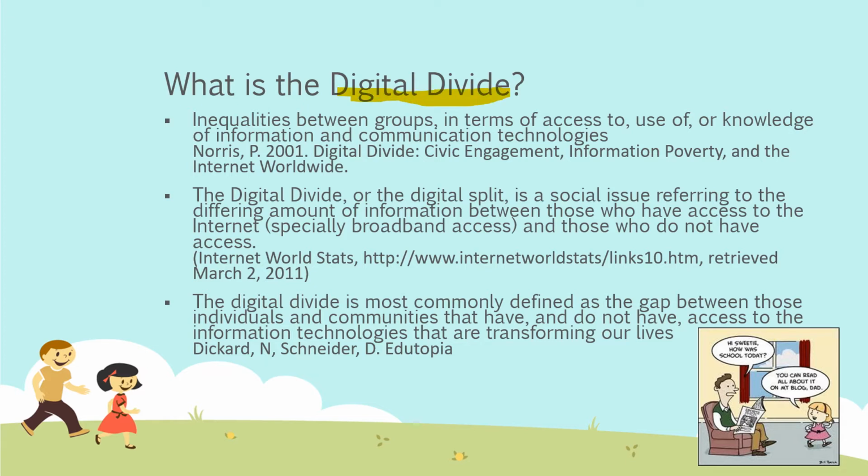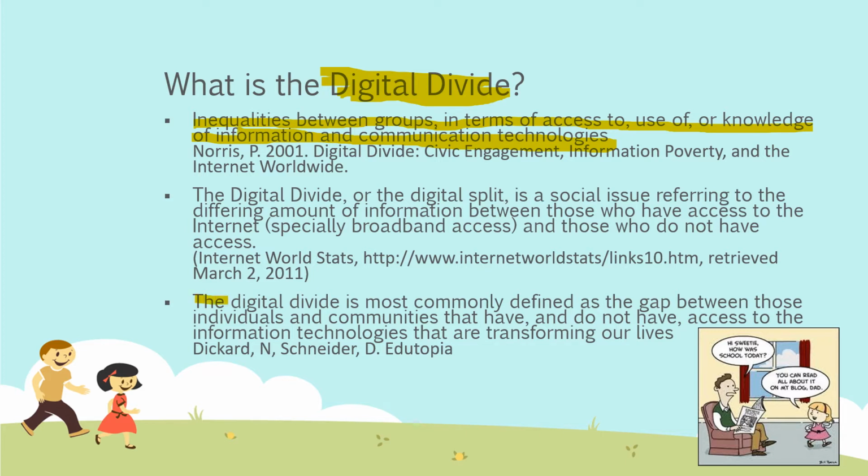Okay, what is the digital divide? There are lots of definitions. For example, here the digital divide is about the inequality between groups in terms of access to, use of, or knowledge of information and communication technologies. Okay, so this is one of the definitions, but another one I think is easier to understand.